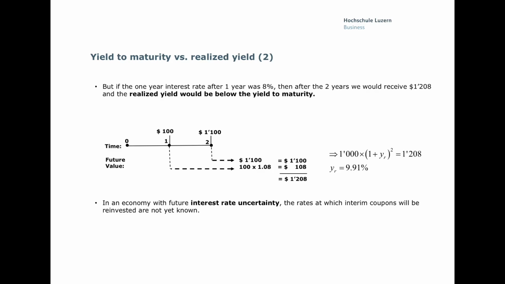This allows us to draw the conclusion: in an economy with future interest rate uncertainty, the rates at which interim coupons will be reinvested are not yet known, and therefore the realized yield is not known until after maturity.